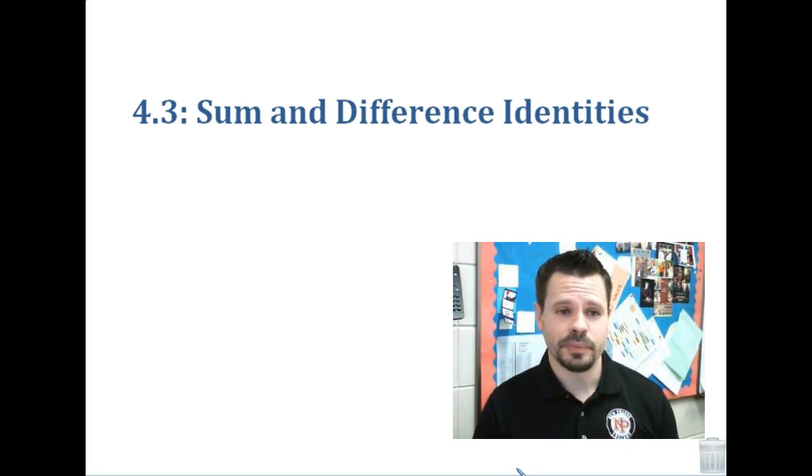Welcome back, everybody. In our last section in the identities chapter, we're talking about a new set of identities, the sum and difference identities. We'll give you a new set of identities today, and we'll show you some different stuff we can do with them here.